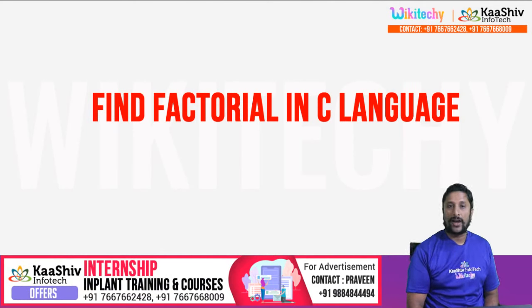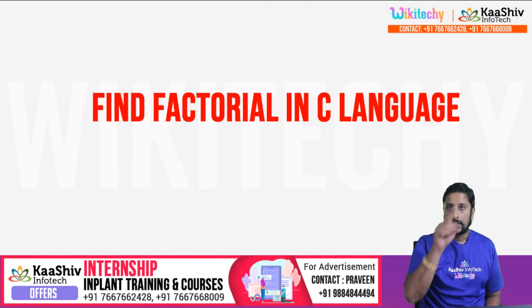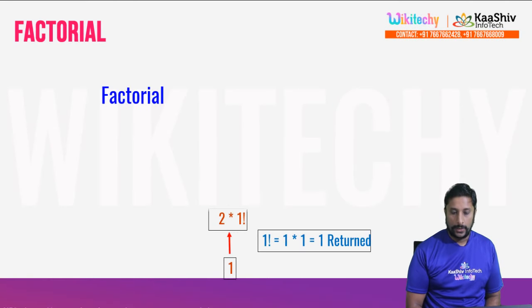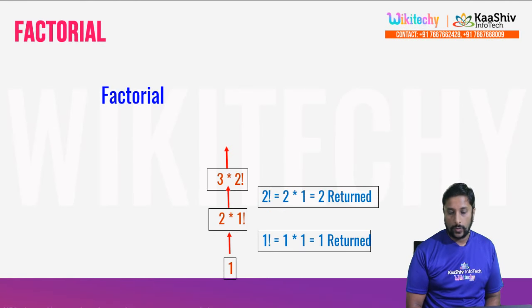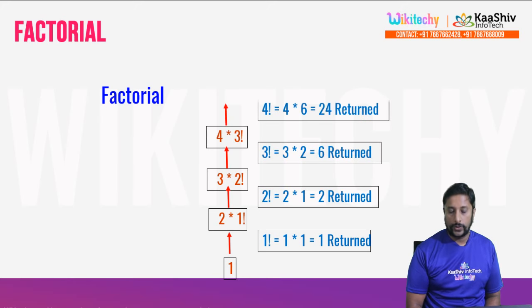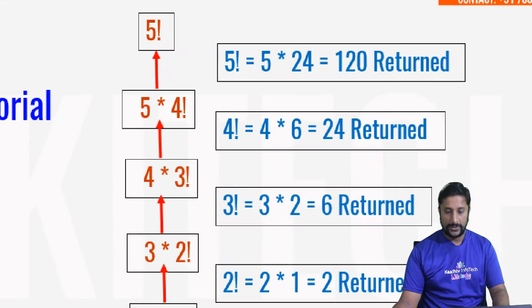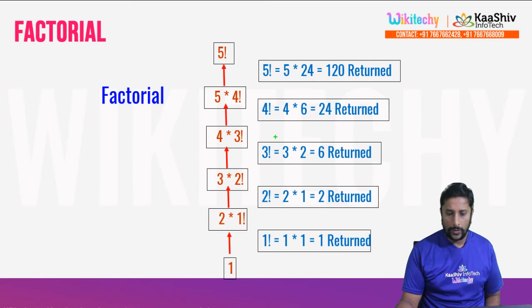It's finding the factorial. What is factorial? Like 3 factorial or 2 factorial, such kinds of things. So 1 factorial is 1 into 1, and 2 factorial is 2 into 1, 3 factorial is 3 into 2 into 1, 4 factorial is 4 into, you need to multiply like this. 5 factorial is 5 into the previous number. Here you are able to see the previous number. This is how it will be.